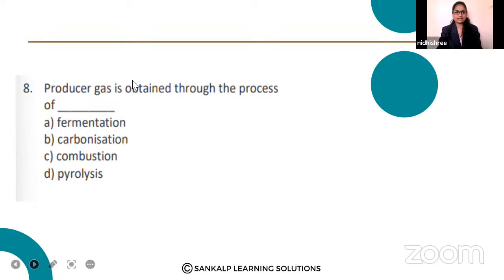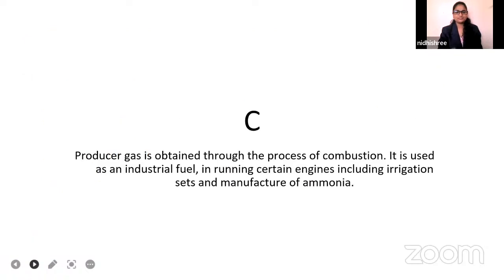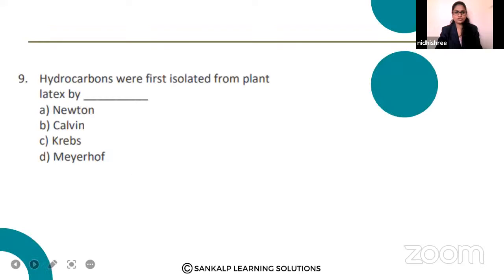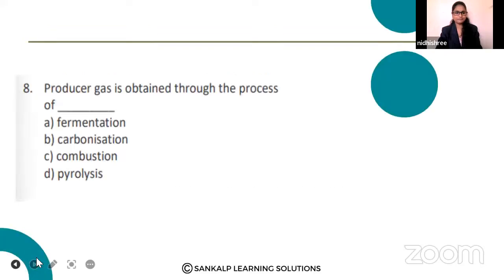I like this kind of chat, so I don't have time to just shut up my mouth while seeing the answers. Fine. Option C, that is producer gas is obtained through the process of combustion. So option C is a right answer. Right.